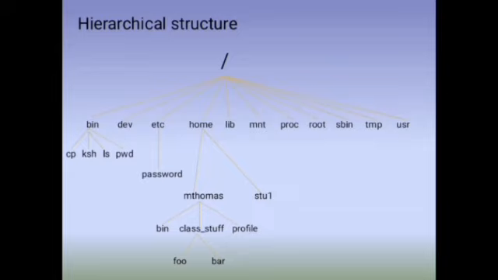So now let's learn about the hierarchical structure. It starts with a slash, which simply means root. It is the root directory. The inverted tree starts with the root and then branches out into many other subdirectories, that is bin, dev, etc, home, lib, mnt, proc, root, sbin, temp and usr. And now it's explained in detail by Spurti.